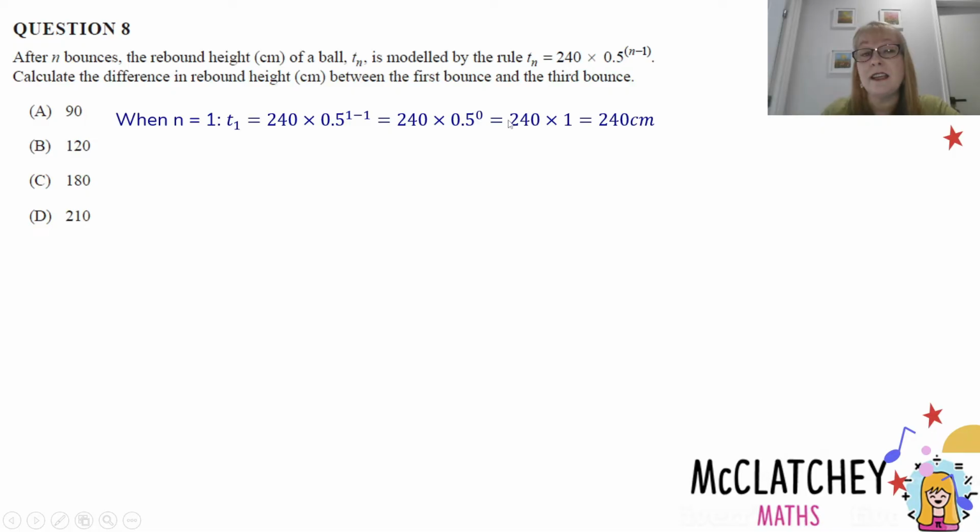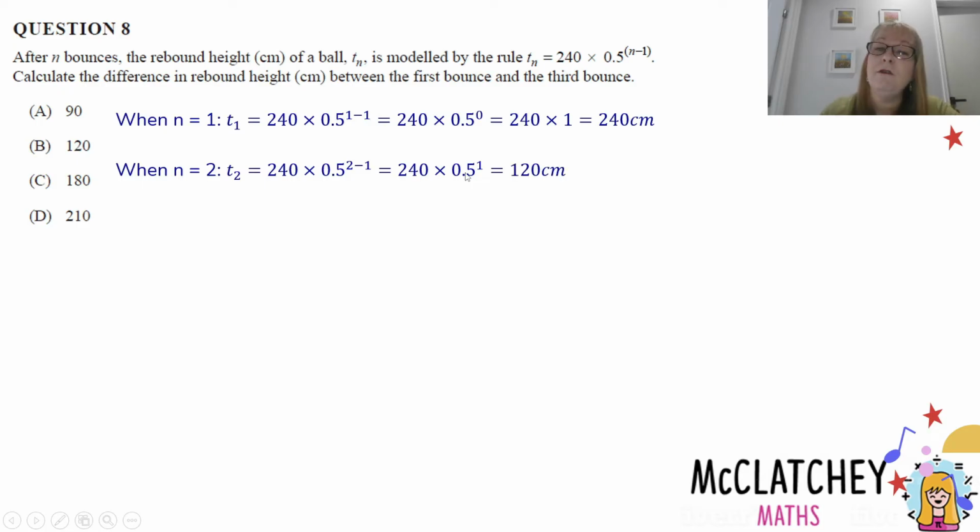Now I need to do this again for T2 and T3. So with T2, I'm going to substitute that in. The only thing that's going to change is this power here. 2 take away 1 is simply 1, which means 240 times 0.5 to the power of 1. Anything to the power of 1 is just itself. And so half of 240 makes 120 centimetres.